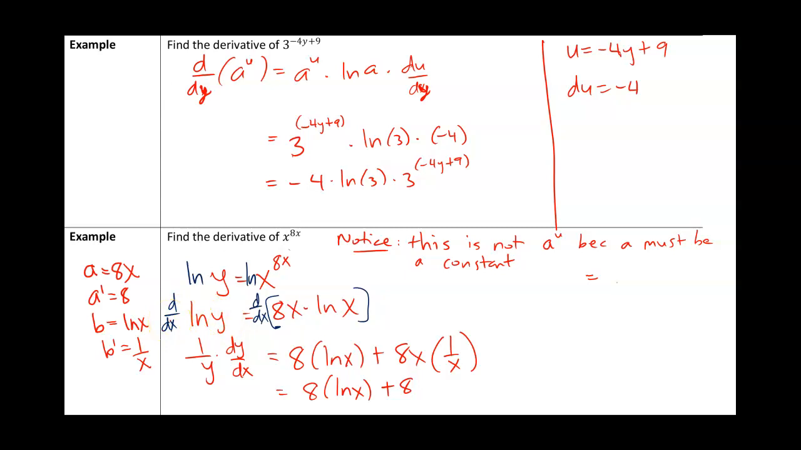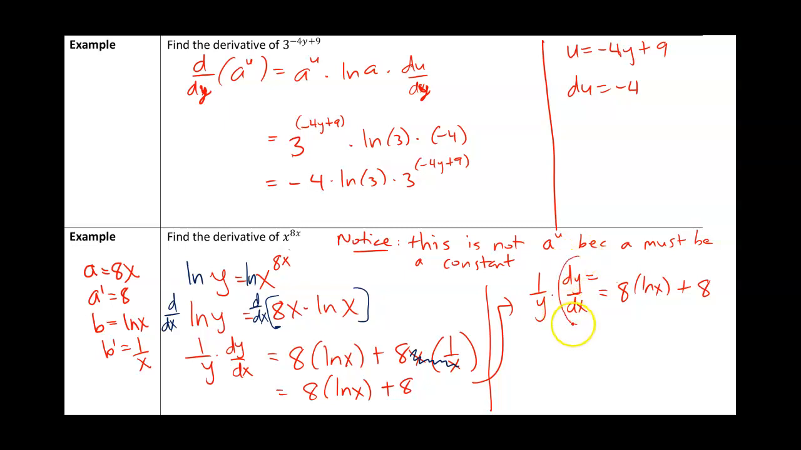Then we have our right side, which is our product rule. So our product rule is going to be b times a prime, so our b is ln x times a prime, which is 8, plus a, which is 8x, times our b prime, which is 1 over x. And then the x's cross out, and we're left with 8 ln x plus 8. And on the other side, we still have the 1 over y dy dx. So let me rewrite that. I have 1 over y dy dx, and that's going to equal 8 ln x plus 8.